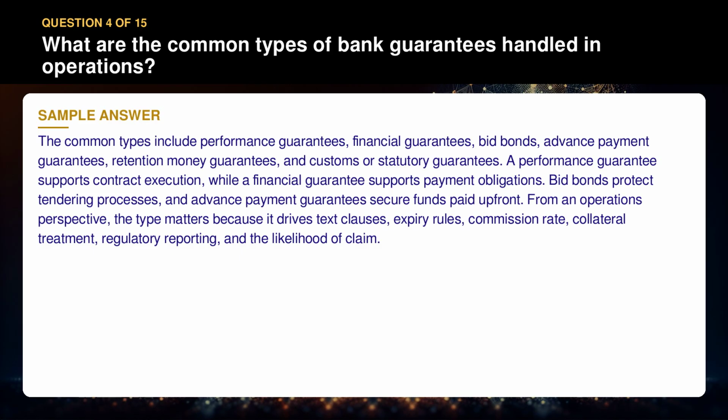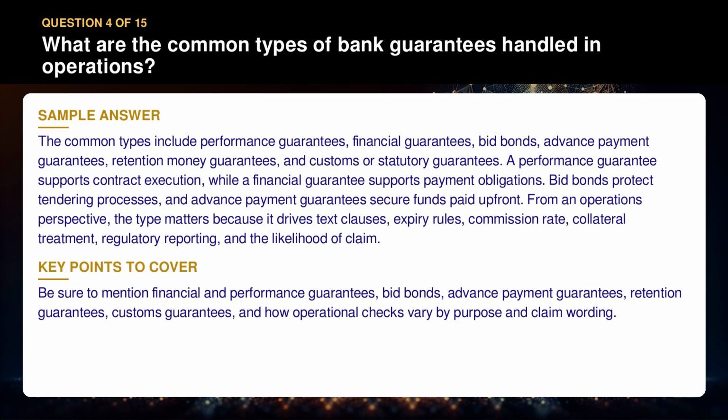From an operations perspective, the type matters because it drives text clauses, expiry rules, commission rate, collateral treatment, regulatory reporting, and the likelihood of claim. Be sure to mention financial and performance guarantees, bid bonds, advance payment guarantees, retention guarantees, customs guarantees, and how operational checks vary by purpose and claim wording.